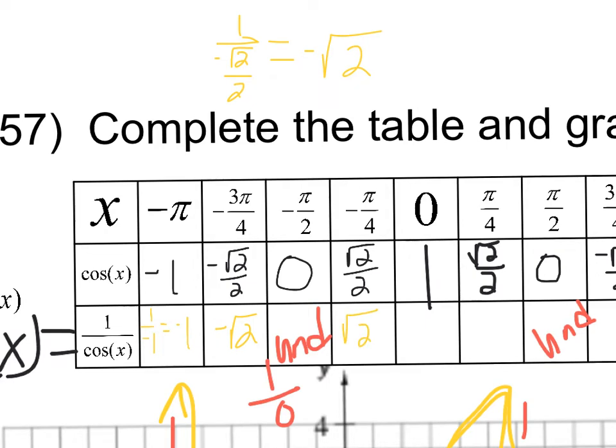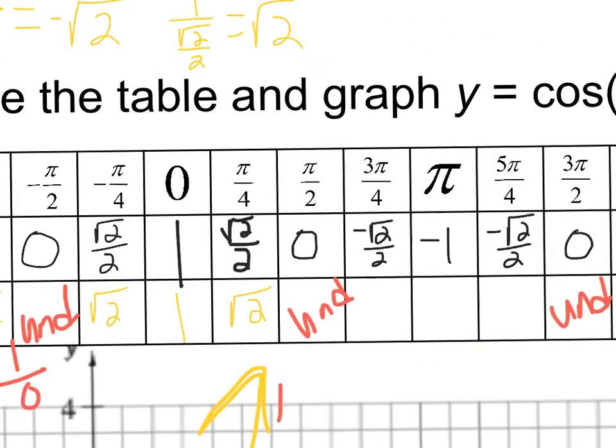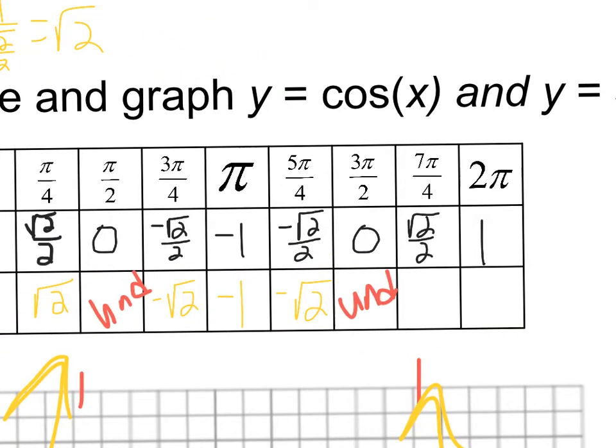If I take 1 over a positive square root 2 over 2, I'm going to get the square root of 2. 1 over 1 is 1. 1 over the square root of 2 divided by 2 simplifies to square root 2. 1 over a negative square root 2 over 2 gives me a negative square root 2. 1 over a negative 1 is a negative 1. 1 over a negative square root 2 over 2 is again a negative square root 2. And lastly, we're going to get a positive square root 2 and 1.